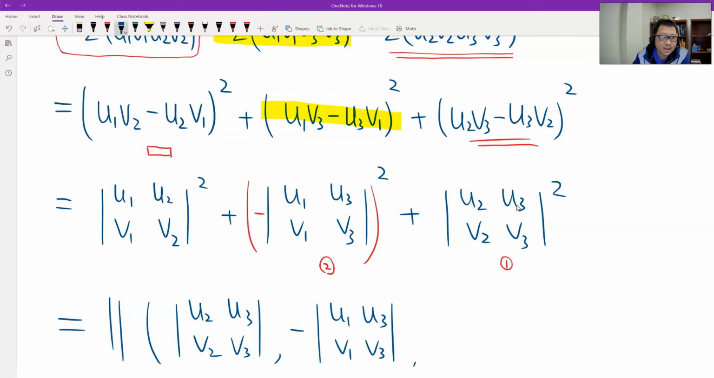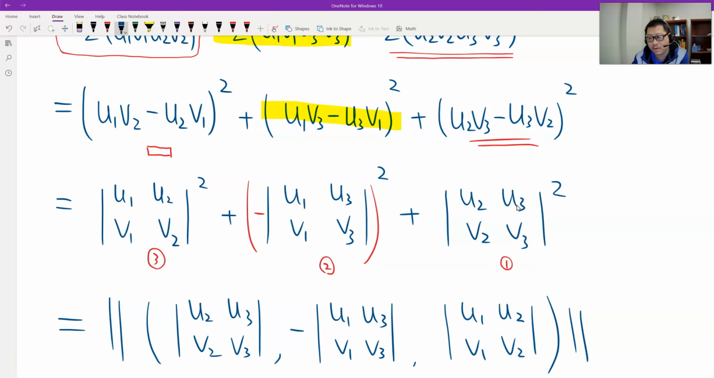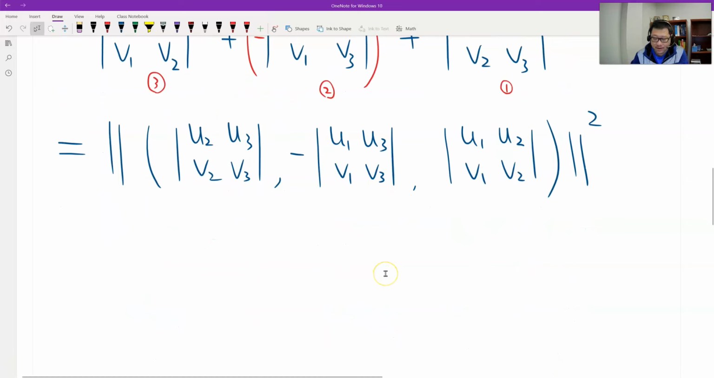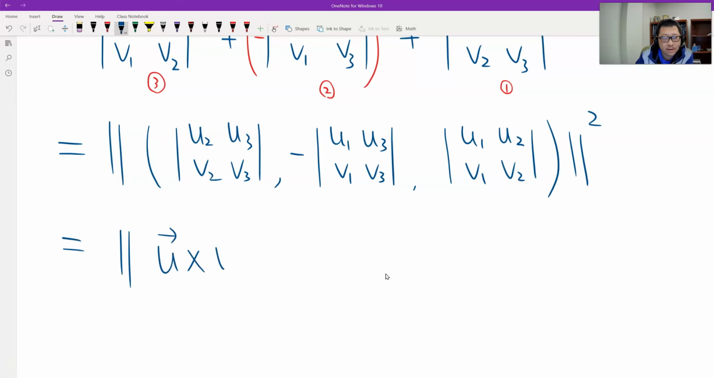Okay. And then the third term, of course, this is the third component. I put it here. It is u1, u2, v1, v2. This is a vector. The norm square. Okay, what this vector? So we are familiar. This vector is the cross product. This is the cross product of u and v.